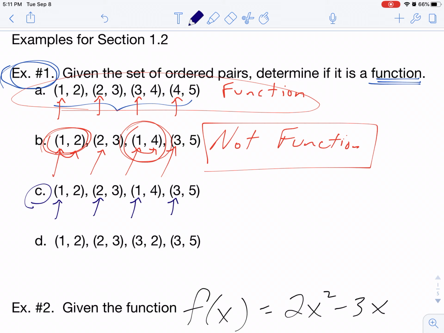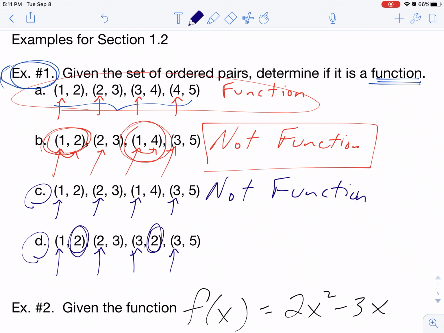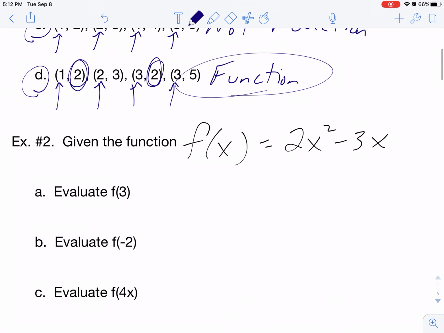Okay, so part C, again, this one fails. That looks like a typo. I just typed the same exact thing twice. So that's not a function. Then the fourth one there, this one looks okay. All the x values are different. Sometimes someone will say no because those 2's show up twice. But this is actually a function. It's not a one-to-one function, which is more something in chapter 5, but this is a function because all of the x values are different.